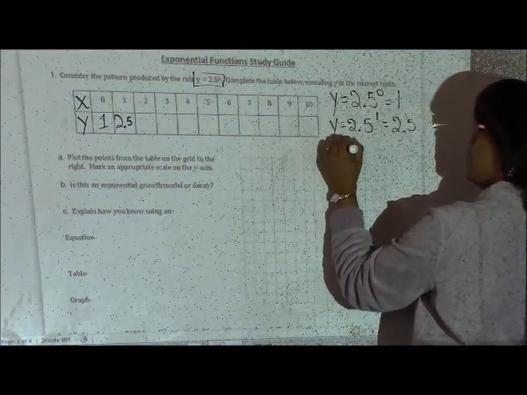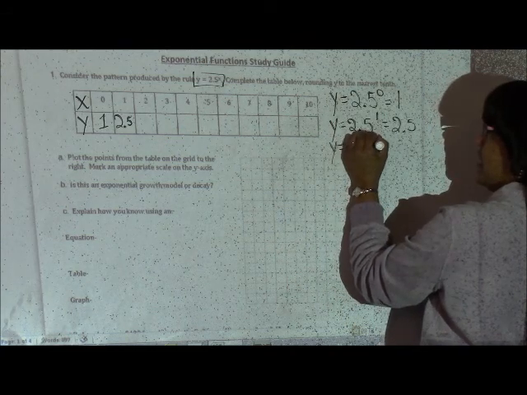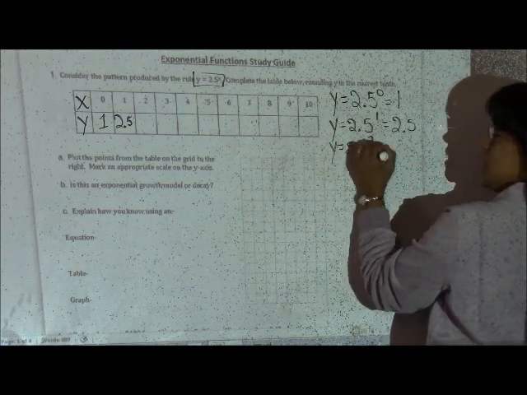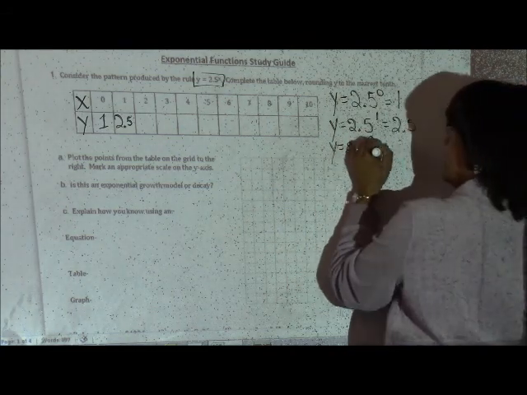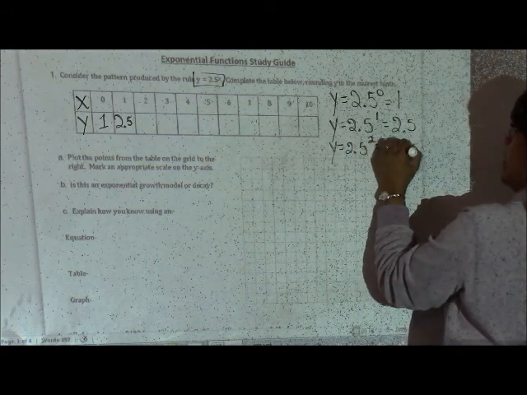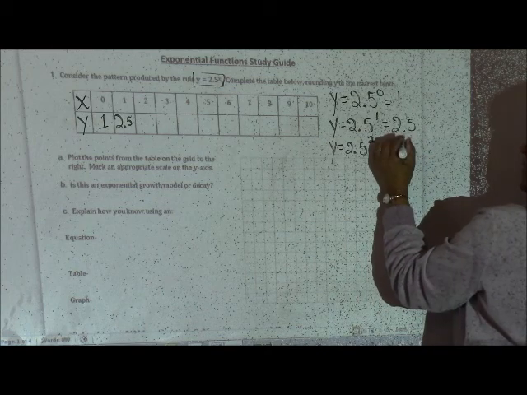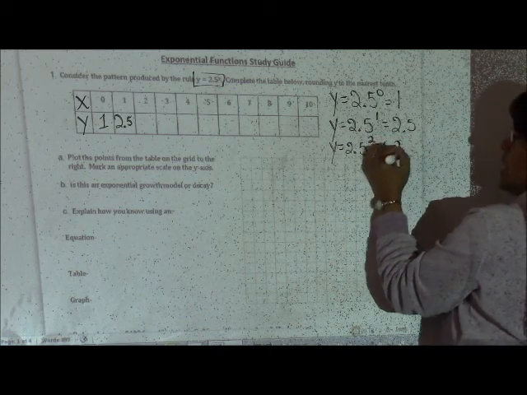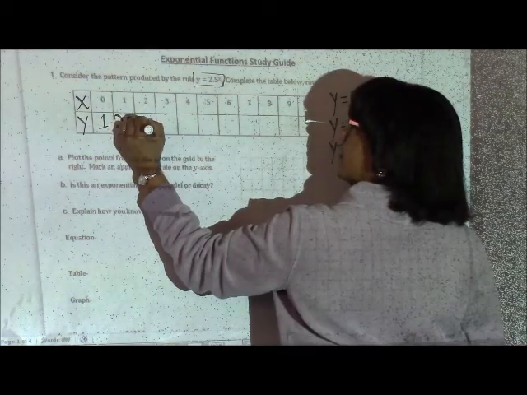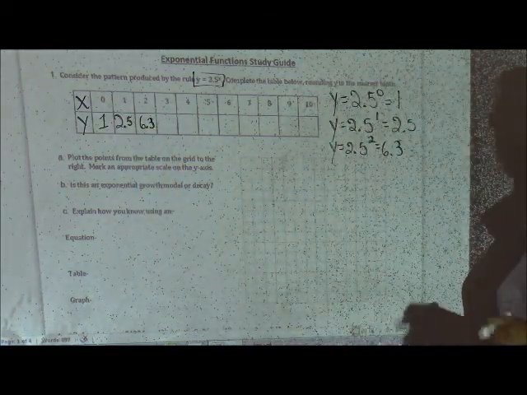Y is equal to 2.5 to the second power, and we actually get 6.25, but 6.25 rounds to 6.3. Because of that 5, you have to go up. If it were less than 5, you would just stay at 2. So we have 6.3. So that's one way that you can fill in your values.